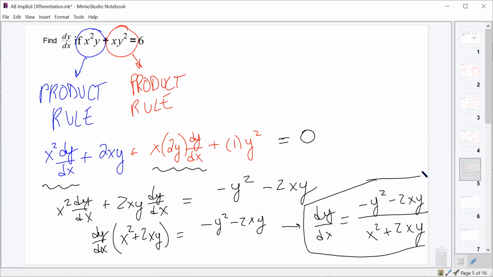Any questions on that derivative of x squared y plus xy squared equals 6? What happened to the 6? So remember, we're taking the derivative of both sides of this. So the derivative of a constant is 0. Let me draw the arrow here. The derivative of a constant is always 0. Any other questions on that?